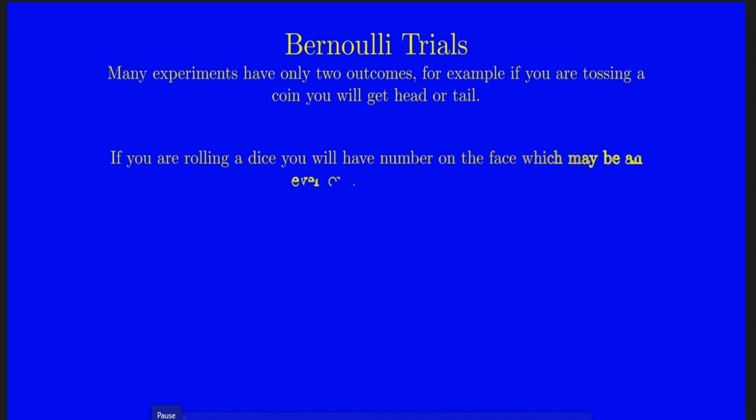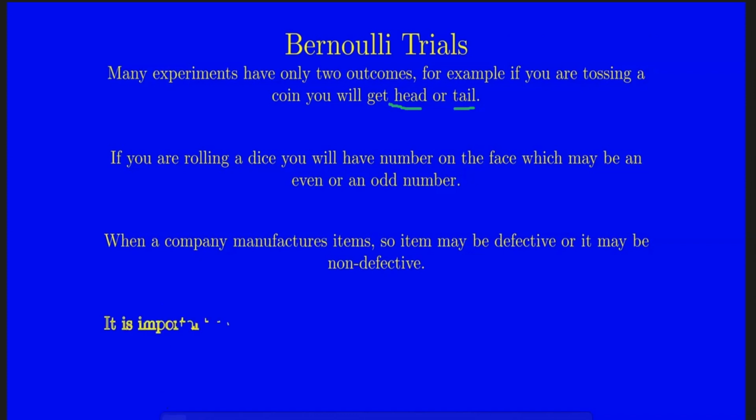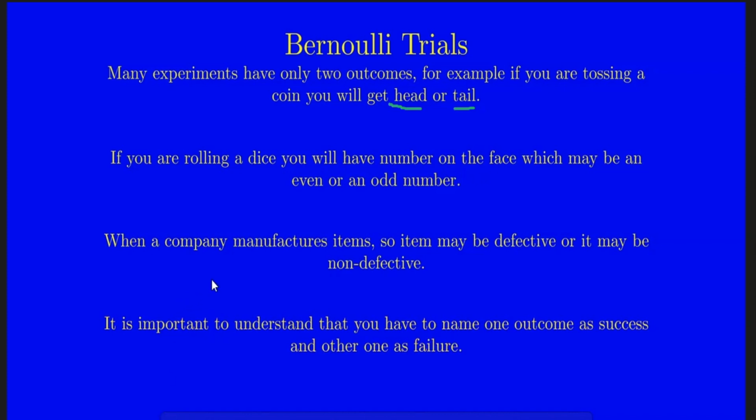So let's get started. Before understanding binomial distribution, first understand Bernoulli trials. Many experiments have only two outcomes. For example, if you are tossing a coin, you will get head or tail. If you are rolling a dice, you will have a number on the face which may be an even or an odd number. Again, you are rolling a dice, so numbers may be greater than 2 or less than 2. So basically you can frame two outcomes. For example, when a company is manufacturing items, an item may be defective or it may not be defective.